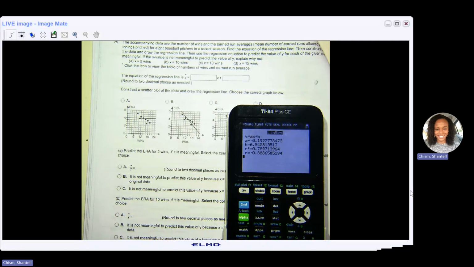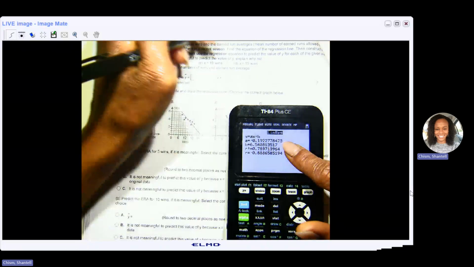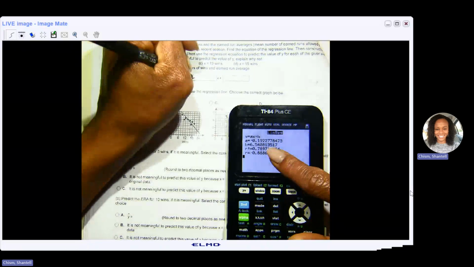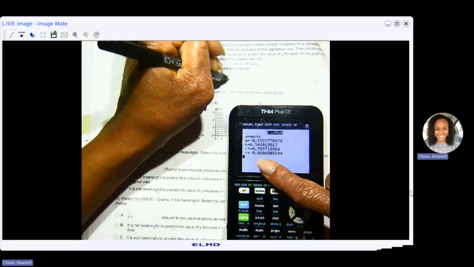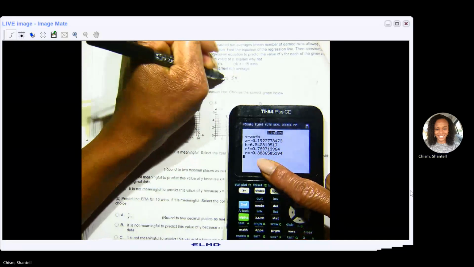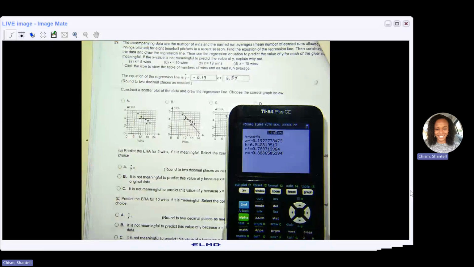Press calculate. So your regression equation is negative, how many decimal points? 2. So it's negative 0.19x plus 6.54. Okay, that is our regression equation.